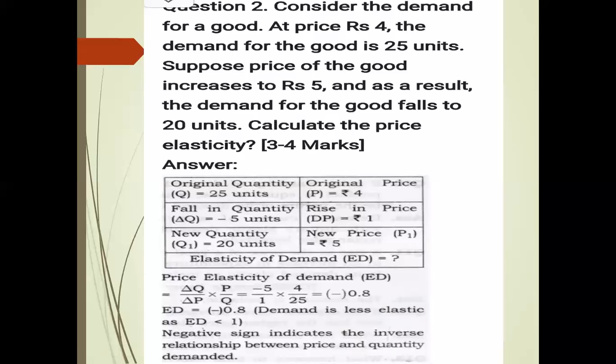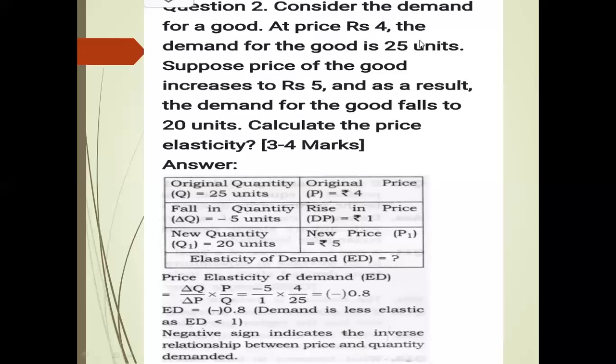Numerical, again I am explaining. The original price was 4. Original quantity was 25. Price increased by 1 unit and became 5. And quantity demanded decreased and it became 20. So the formula we have for price elasticity of demand is delta Q over delta P into P over Q, and then it will be minus 5 over 1. Minus 5, how did it come?